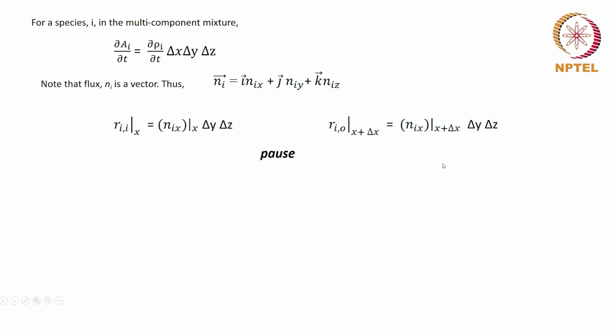Can you write now a similar expression for the input rate of i at y and the output rate of i at y plus delta y? Also do that for z. Okay. Pause the video here, write those, and then compare with whatever is being talked about. Go ahead, please.